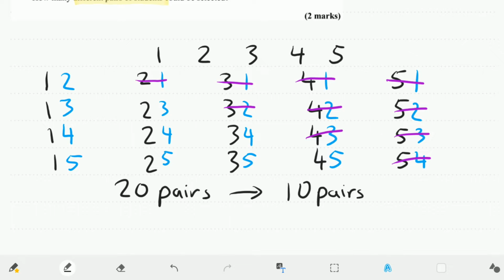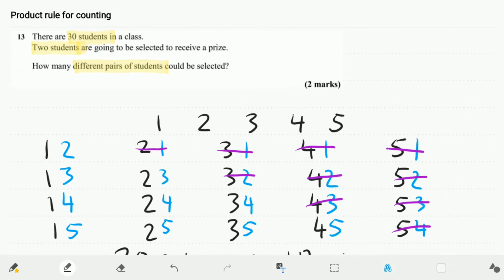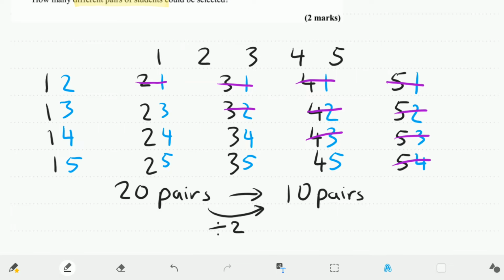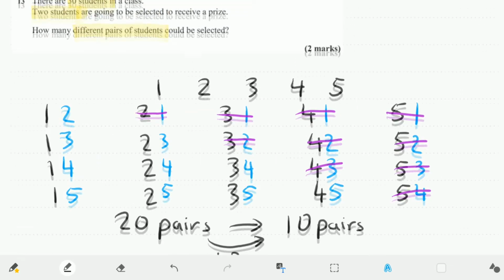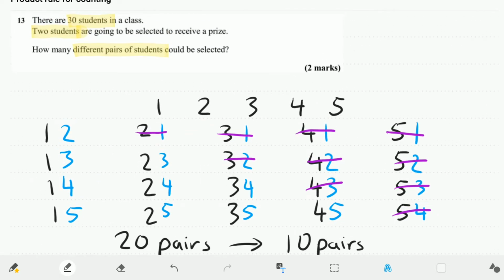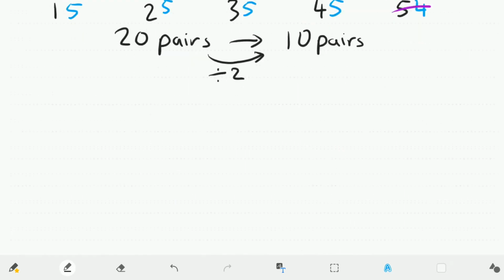Now what you can probably see here is that the number of pairs has halved. And that is because every single pair appeared twice. So we'd have to halve the number of pairs. So the question would be answered by saying there were 10 pairs of students. All right. Now, keeping this in mind, we can now perform the same task with 30 students.